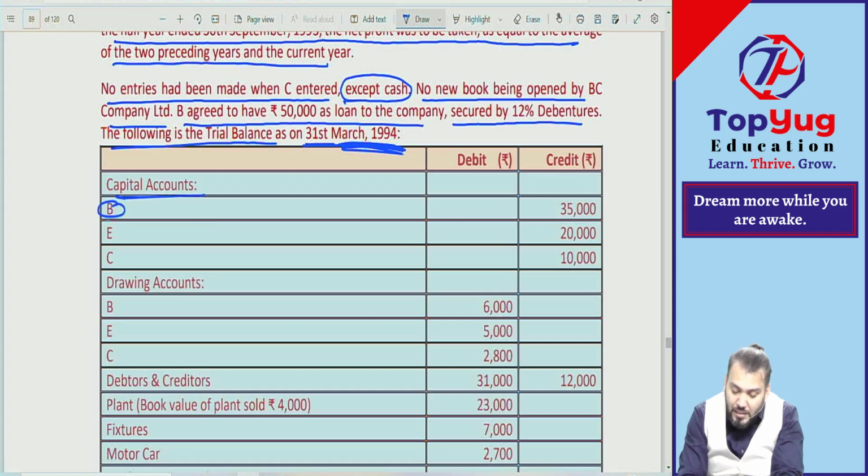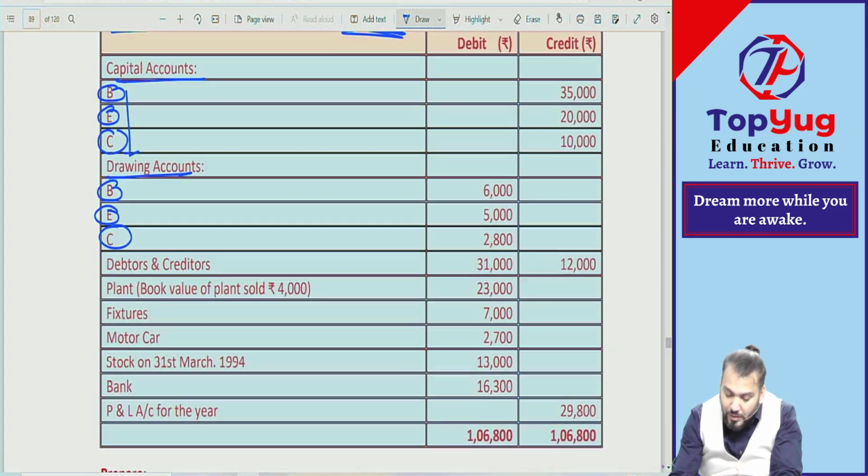Capital account, BEC. Drawing account, BEC. Okay, sir. Debtor and creditor, plant. Book value of plant sold is 4,000. Means out of 23,000, there was some plant which has been sold, and the book value is what? 4,000. Fixture, motor car, stock, bank, P&L account for the year.